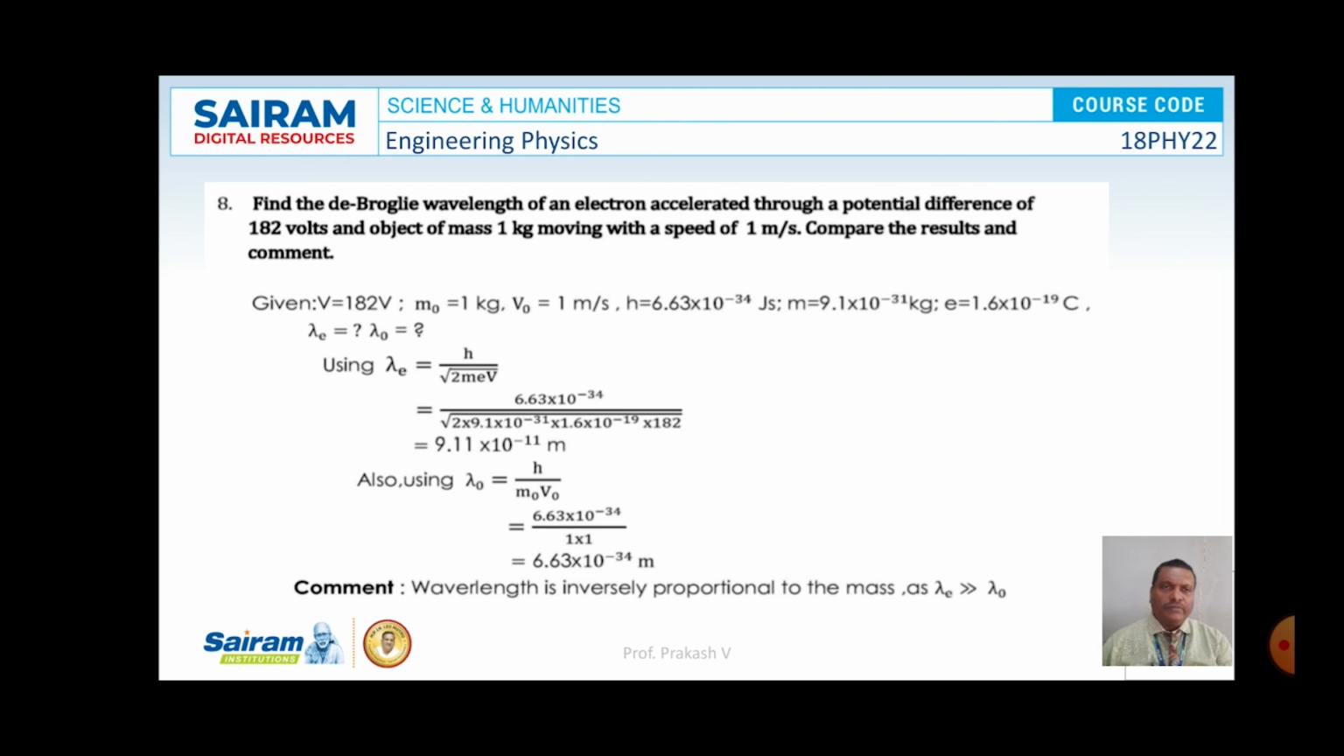Comment on this: the wavelength is inversely proportional to the mass, so lambda E is greater than lambda naught. So this is the solution for the given problem.